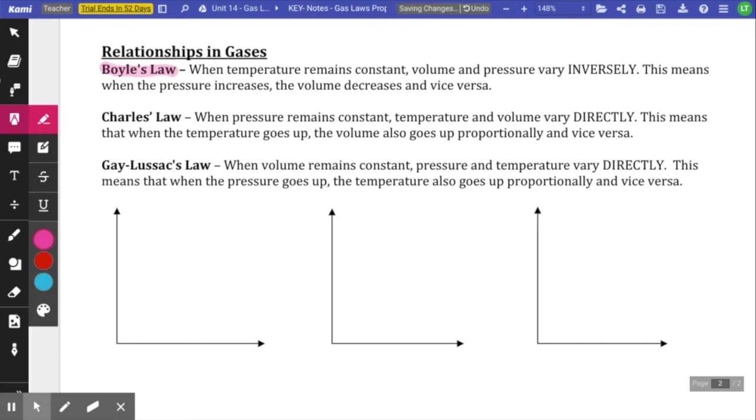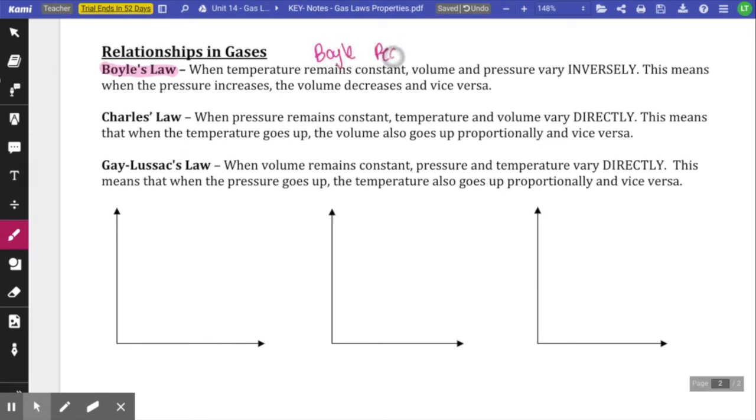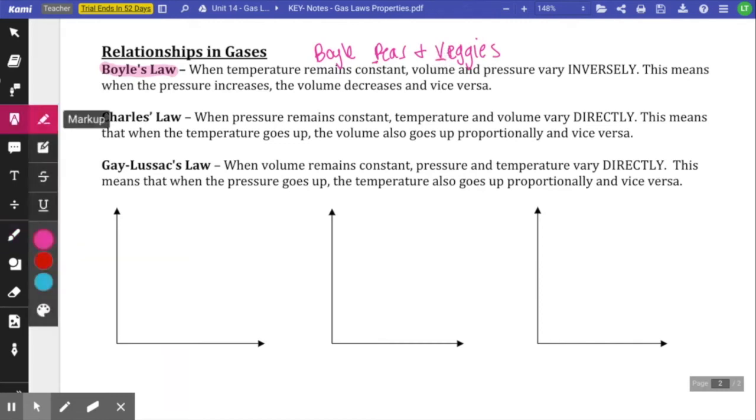Boyle's law relates pressure and volume. I always remember this one by saying you boil peas and veggies. So Boyle's law relates pressure and volume, but you boil peas and veggies. In Boyle's law, temperature remains constant, so we're not changing our temperature. And when temperature remains constant, pressure and volume vary inversely. That means as pressure increases, volume decreases, or vice versa.